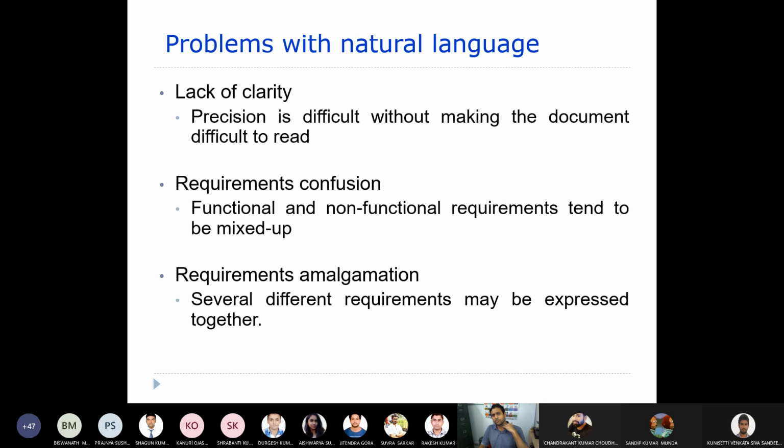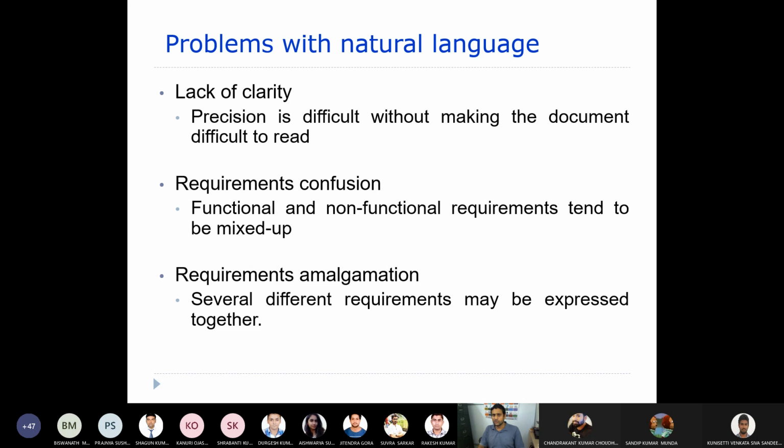Now, what are the different problems with natural language when we define the requirements using a language like English? What different sort of problems may occur? One thing is lack of clarity. It is very difficult to obtain the precision or the accuracy of the requirement. It is very difficult for us to precisely and accurately define or state the requirements without making the document difficult to read.